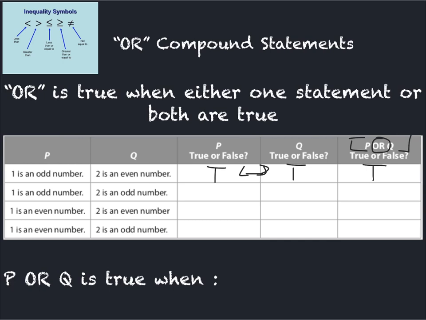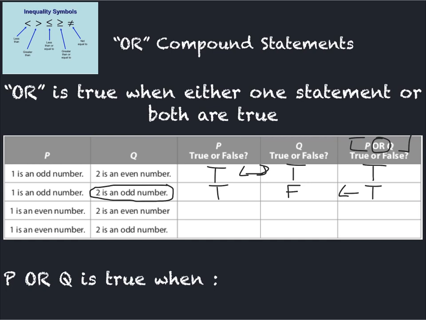Now, the next one isn't going to be as evident because one of them is going to be false. Here we have 1 is an odd number, which is still true. 2 is an odd number, and that's false. So Q would be false. 2 is not an odd number. But P or Q would still be true because when we're using or, we just need to make sure that one of the statements is true. If one of the statements is true, then we are okay.